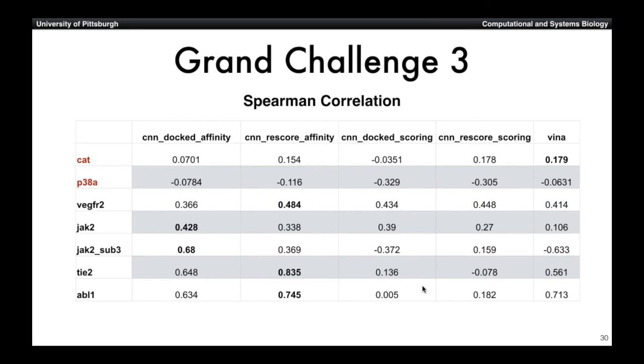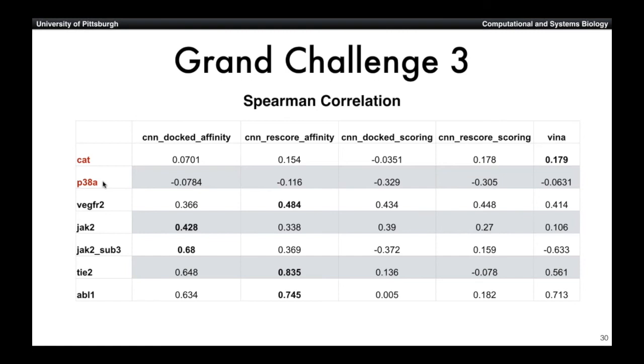And so when we actually look at the data, and this is Spearman, I kind of agree, I like Spearman, I understand it. So for cathepsin and P38A, forget them, we did poorly, but for the other ones, we did respectably, I think. And the other key trend to note here is the CNN model that is trained for affinity is the one that's winning.